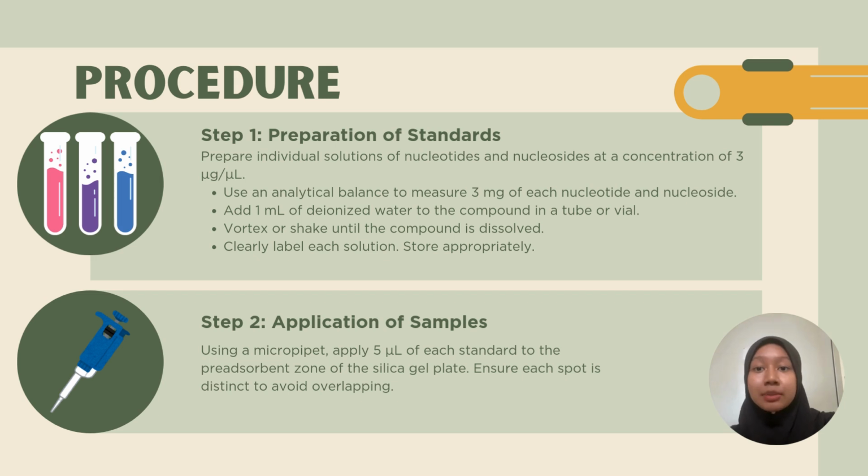Step 2. Application of samples. Using a micropipette, apply 5 microliters of each solution onto a pre-adsorbent silica gel plate. Each sample is applied separately to avoid overlapping.